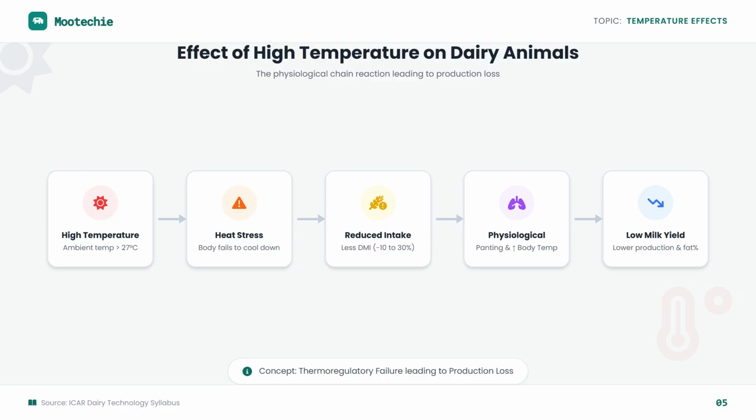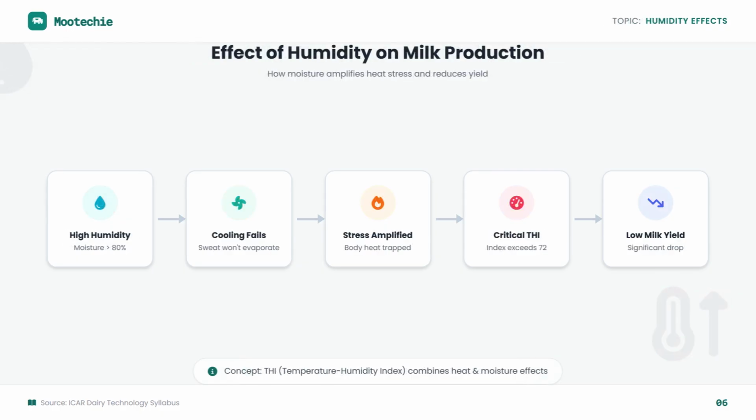Along with temperature, humidity also plays a critical role in milk production. High humidity interferes with evaporative cooling. Sweat does not evaporate efficiently from the skin surface. Because of this, body heat gets trapped and stress is intensified. The temperature-humidity index, or THI, rises beyond safe limits. When THI exceeds 72, animals experience severe heat stress. This leads to a noticeable reduction in milk yield. Thus, humidity amplifies the negative effects of high temperature.